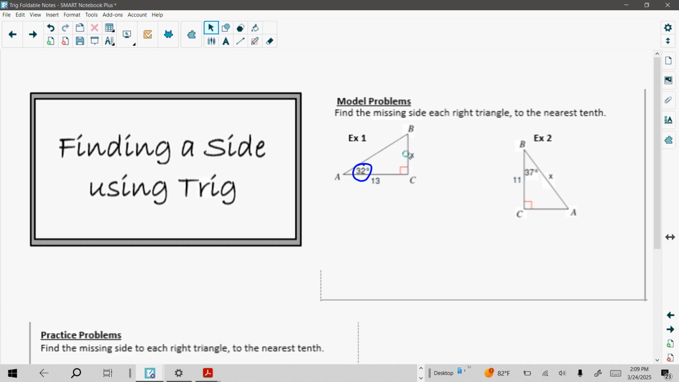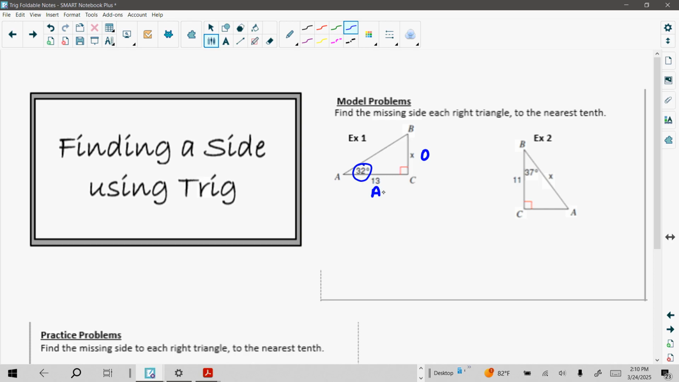So because I have to go across and get to this x, this is the opposite side. I'm just going to put O for opposite. And 13 is the side that's adjacent to the angle, next to it. So I'm going to put an A for that.